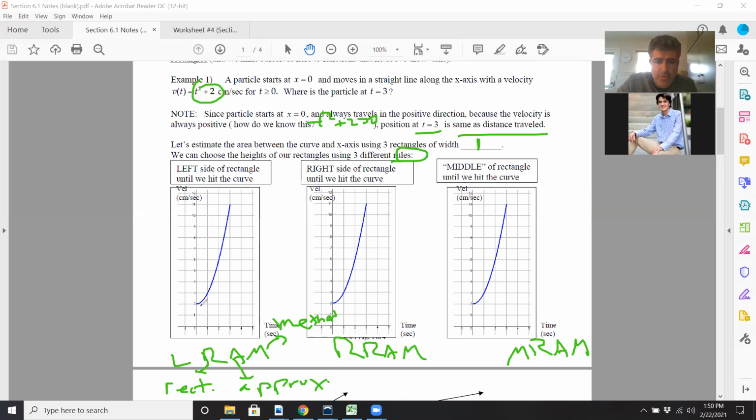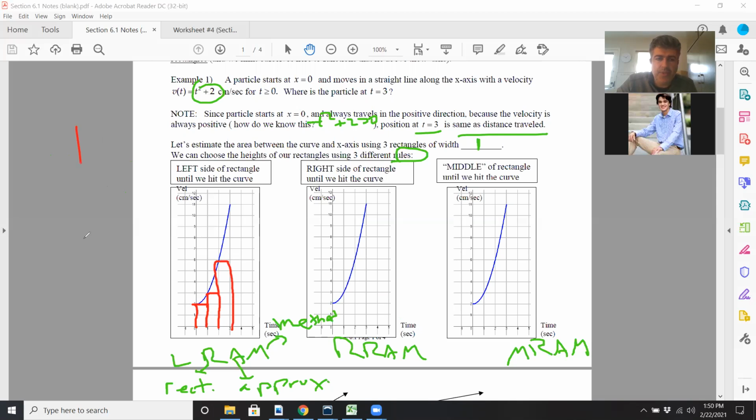So how do you do this? What you do is you simply draw rectangles. And we're going from 0 to 3, mind you. So you draw rectangles like this. This is for LRAM. So what you're doing is you want the top left corner touching the curve. That's called LRAM.